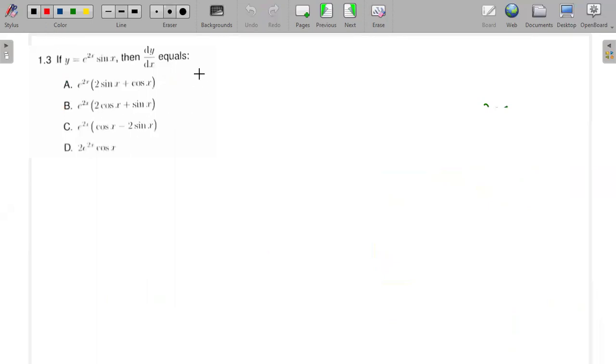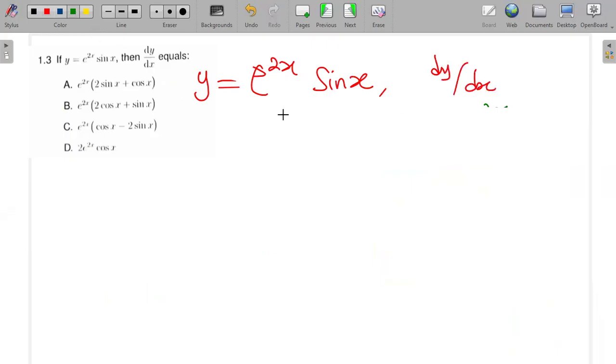Question 3. They're saying y is equal to e to the power 2x times sine x, and they want us to find dy/dx. We notice that this is a product of two functions in terms of x. This one can be u and this one can be v, so we find dy/dx using the product rule. The product rule says we differentiate u and multiply by v, plus differentiate v and multiply by u.